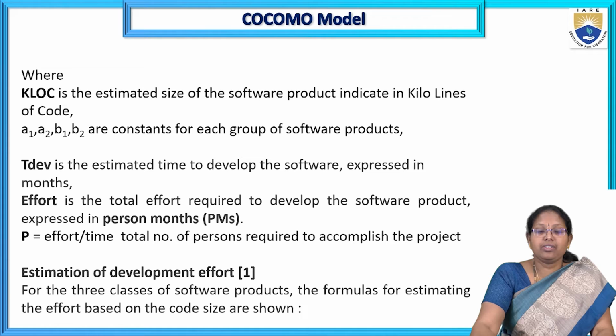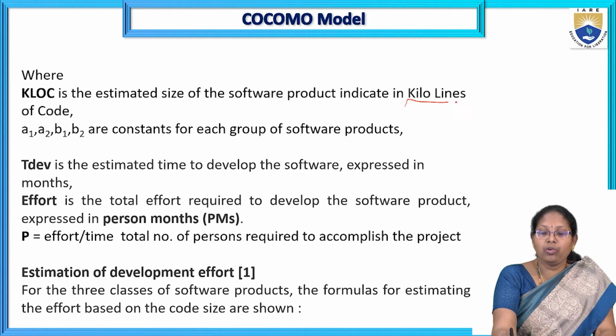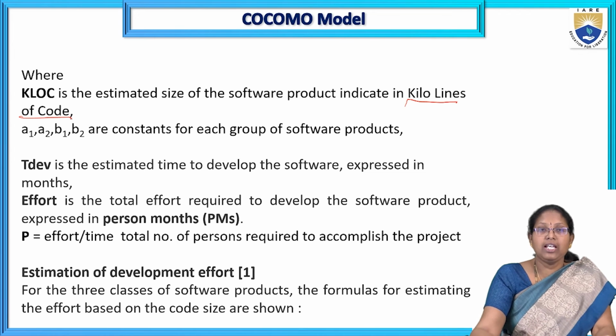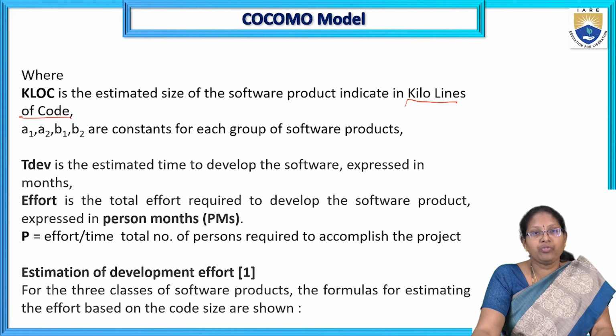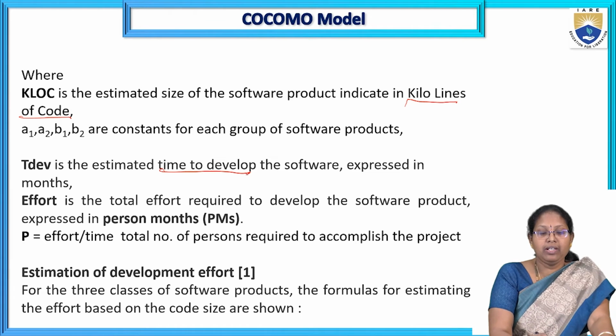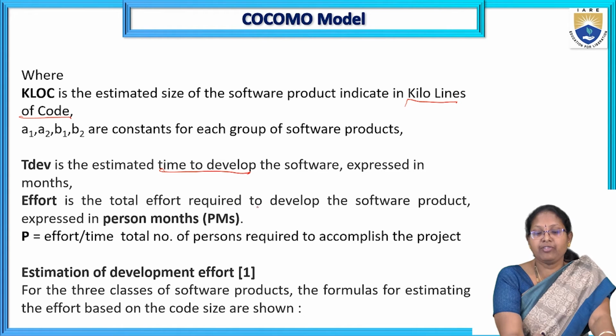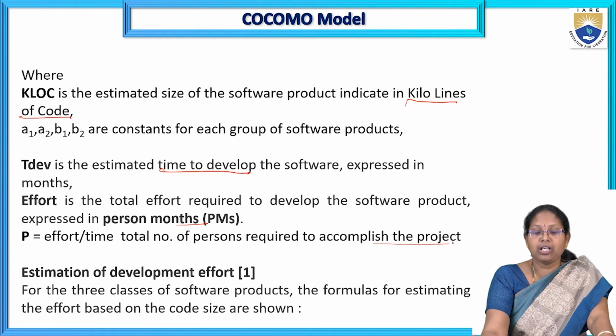KLOC is the estimated size of the software project, in kilo lines of code. A1, A2, B1, B2 are the constants for each group of software projects. TDV is the development time, the time to develop. Effort is in person months, the total effort required to develop the software product. P is equal to effort divided by time, the total number of persons required to accomplish the project.